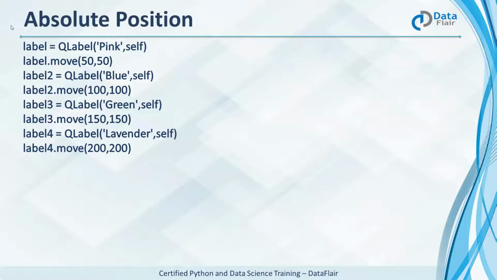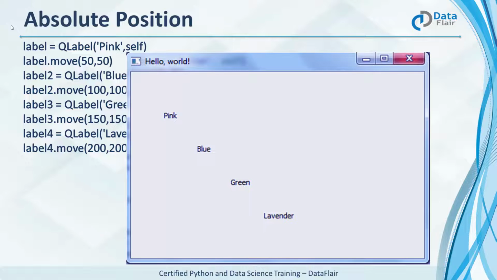For aesthetic or functional purposes, we should be able to position widgets anywhere we want. Here we have 4 labels. We position them at 50-50, 100-100, 150-150, and 200-200.